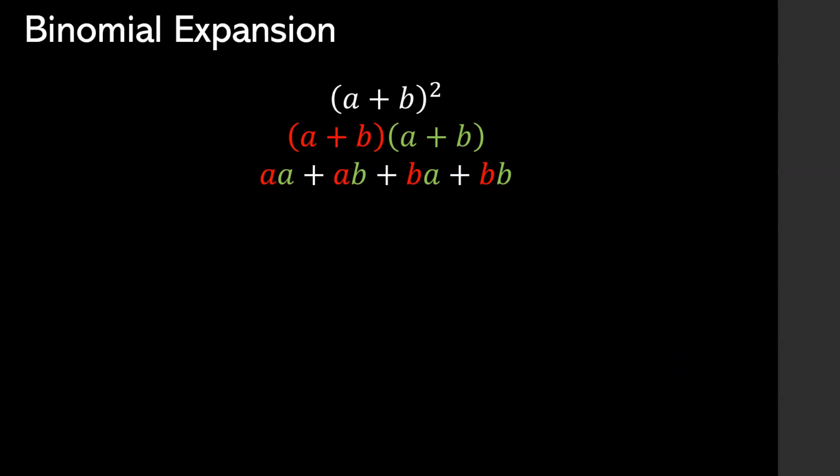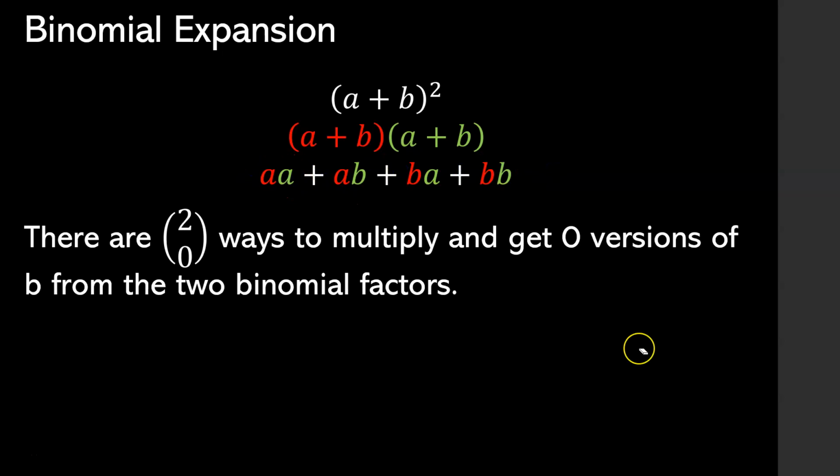How many ways are there to get 0 b's? Well, obviously just one. How many ways are there to get exactly 2 b's? Just one. How many ways are there to get exactly 1 a and 1 b? Well, there are 2 ways to do that. Of course, the order doesn't matter. And so we could say there are 2 choosing 0 ways to multiply out a plus b times a plus b and get 0 versions of b, meaning we're going to have a coefficient 1 on the a squared.